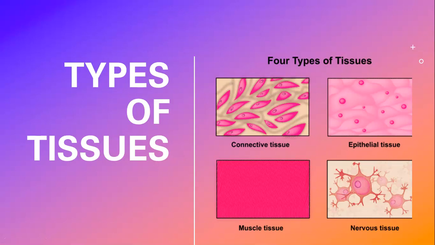Okay, welcome back everyone. This lecture is going to accompany chapter 4.1 in the OpenStax textbook. It's going over types of tissues.